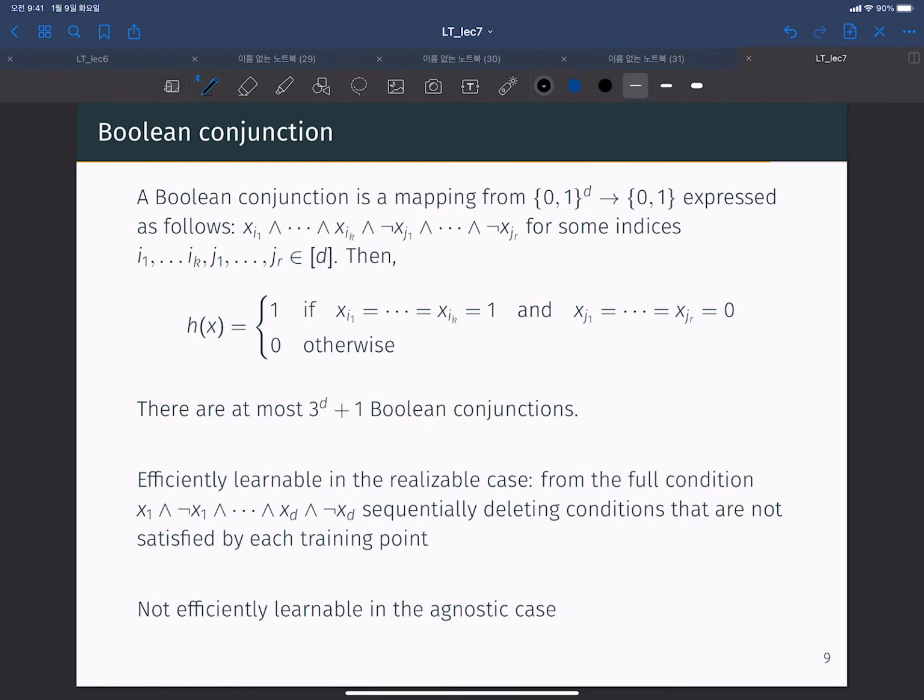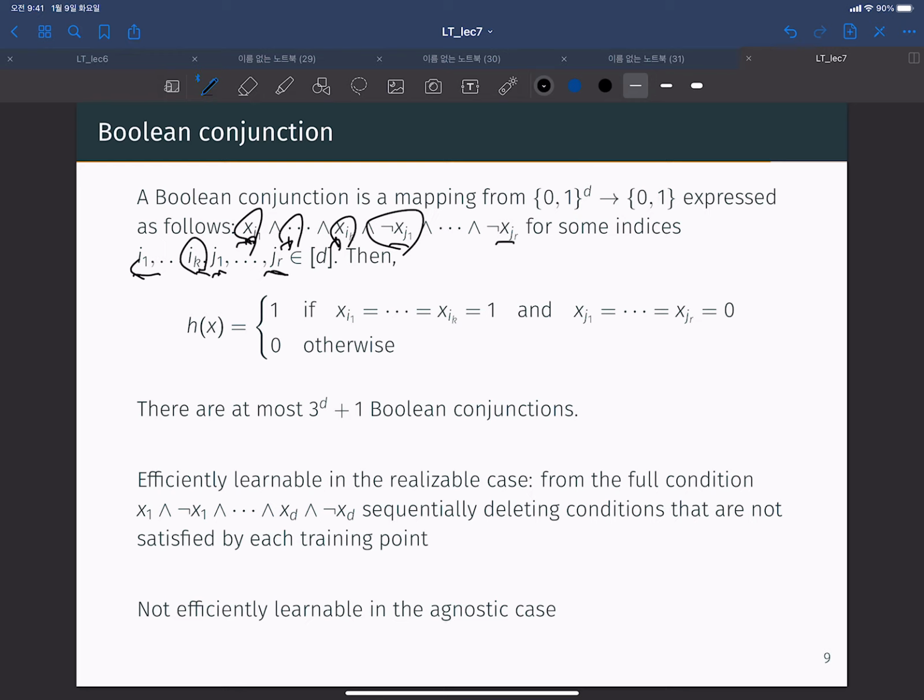Another example is Boolean conjunction. Boolean conjunction is a mapping from a d-dimensional Boolean space to one single Boolean output, which can be expressed as follows: x_i1 and x_i2 and ... x_ik, and not x_j1 and not x_j2 and ... not x_jr. Here the indices i1 to ik define the true statements of x, and the j indices define the not x_j1, not x_j2, and so on.